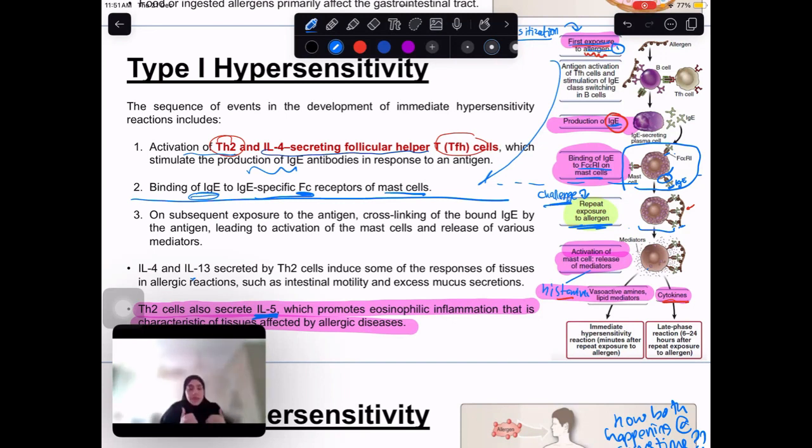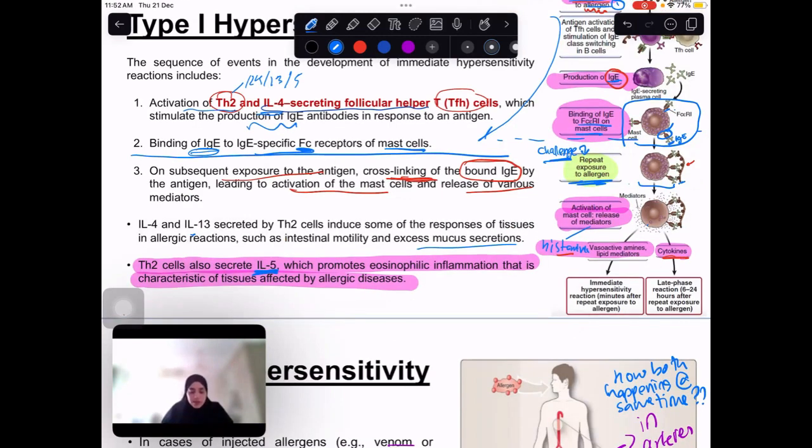Now, in the challenge, this is the subsequent exposure. The second time I get exposed to this antigen, I'm going to be having what? I'm going to be having the cross-linking of the bound IgE. It's bound to the mast cell. And then this leads to the activation and release of various mediators. Now, the T helper 2 cells will be releasing interleukin 4, 13, and even 5. So interleukin 4 and 13 will cause the allergic reactions that we know, excess mucus secretions, intestinal motility. But interleukin 5 promotes eosinophilic inflammation. We start to see some eosinophils as well in here.